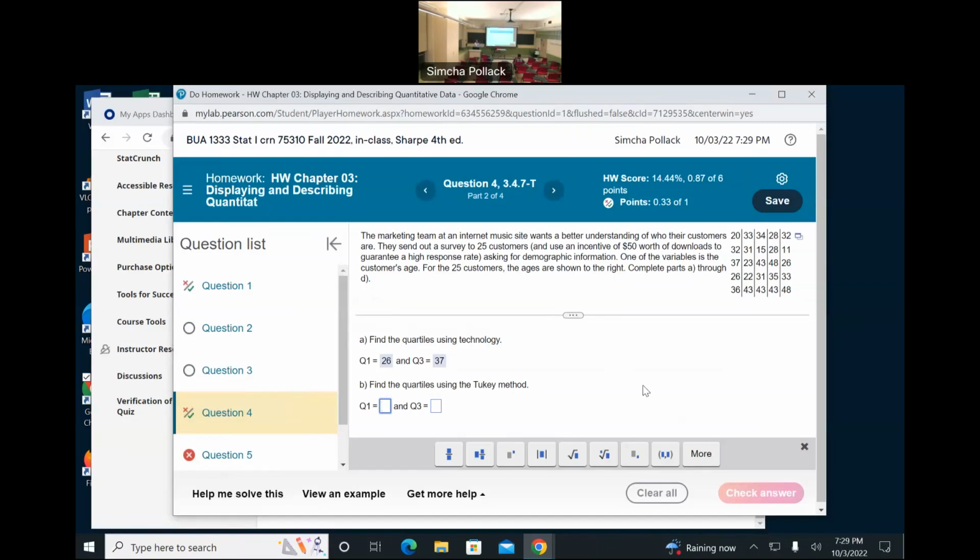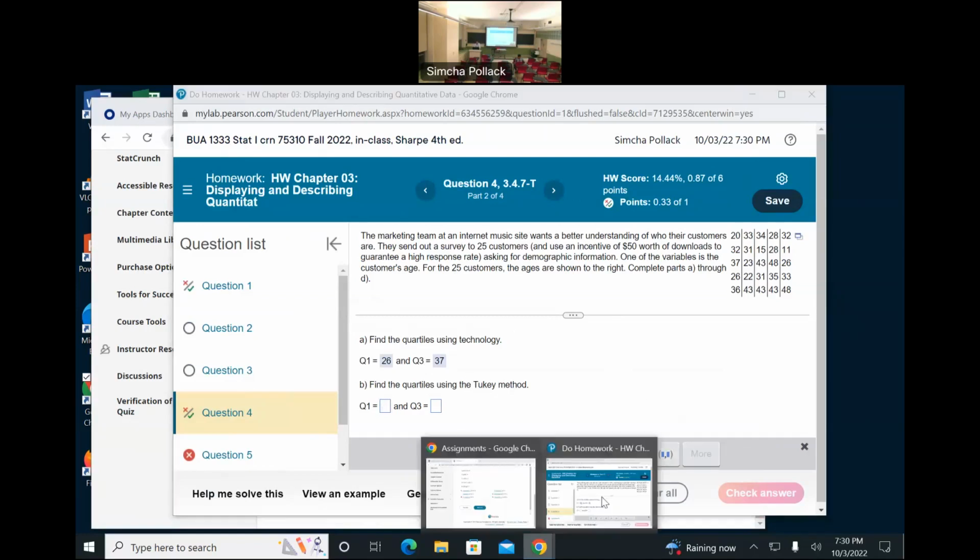You break it into two halves. And then if you break the first half into half, you're going to get the first quarter. And if you break the second half into half, the middle of that is going to be the third quarter. So basically, Tukey says take the data, break it into two halves, and then find the middle value of each one. Okay. So the way we're going to do that, again, it's more work than it's worth.